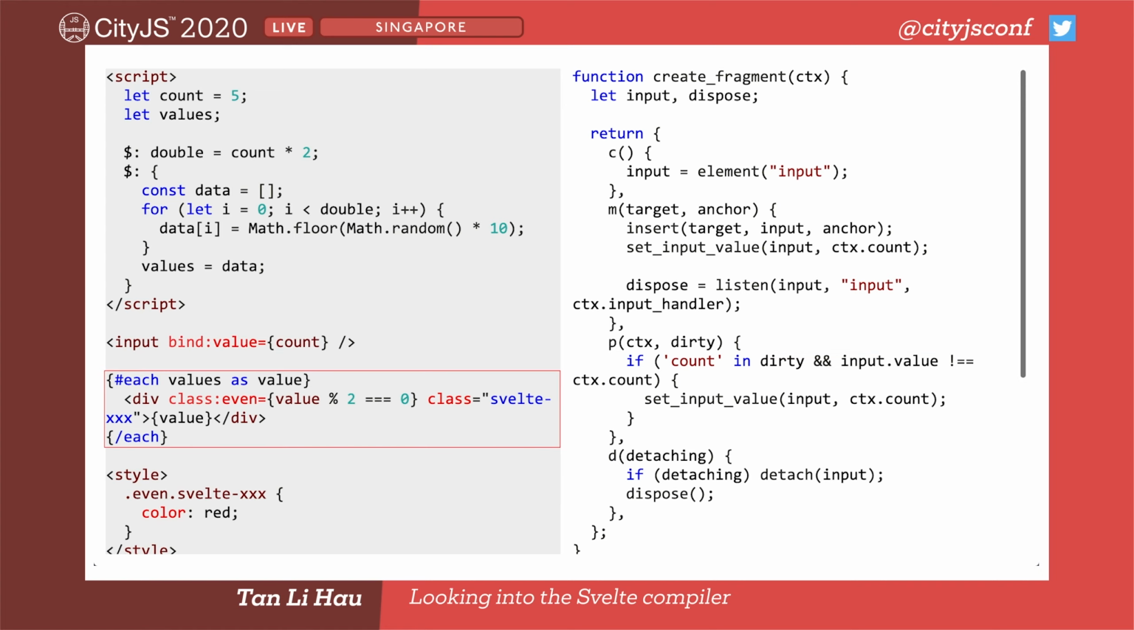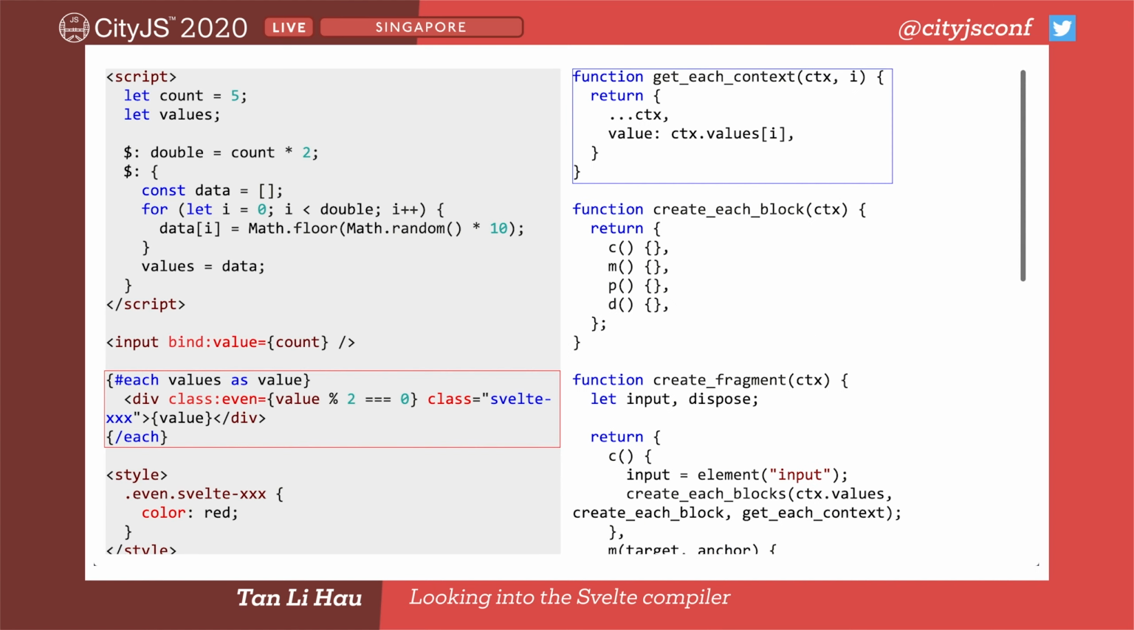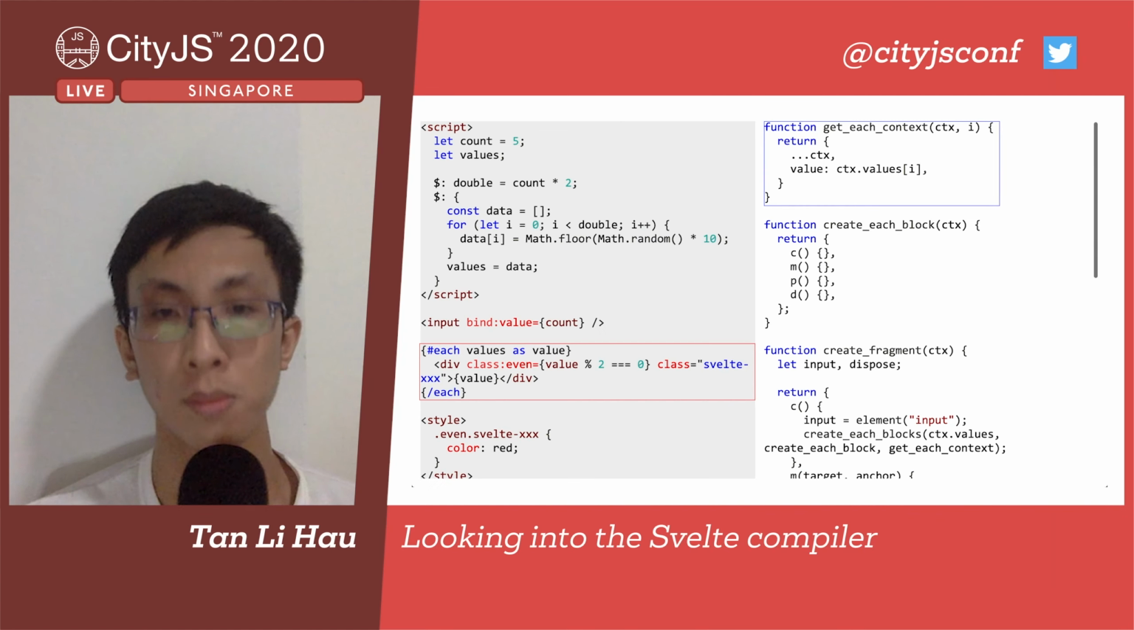Next, we move on to the each block. We create a new fragment block for each block, which contains the recipe for creating elements for one each item. Because in each block, we can have a child scope that defines a variable value. So we create the getEach context function to emulate that.